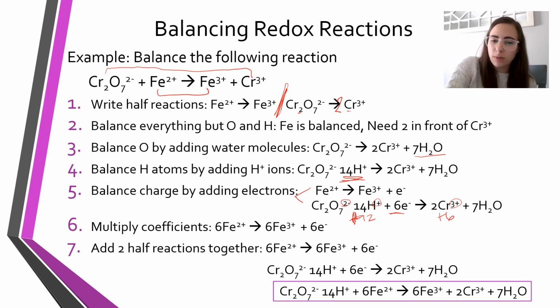So I got to multiply the first reaction by 6 so that my electrons will cancel. So now here are my fully balanced half reactions. I'm going to cancel out any like terms. So the 6 electrons are going to cancel out. And then I combine my two half reactions to get my full balanced reaction there.